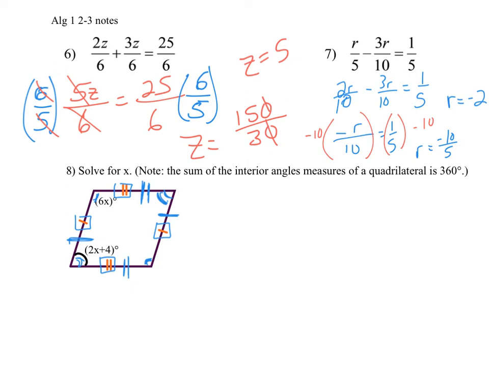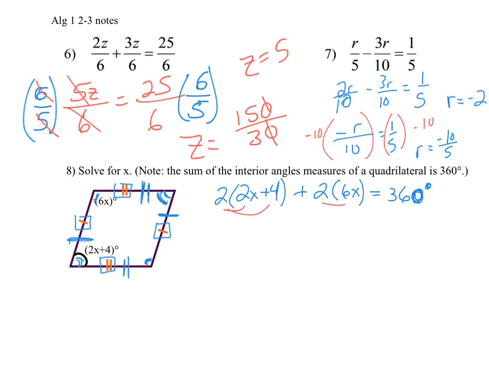Since we know that we have an angle 2x plus 4, and we know that we have 2 of those, I'm going to set up our equation like this, and we're going to end up using the distributive property. The other thing we know is that we're going to add those with 2 angles that equal 6x. When we add up all 4 of the angles, we're going to end up with 360 degrees. So let's use our distributive property.